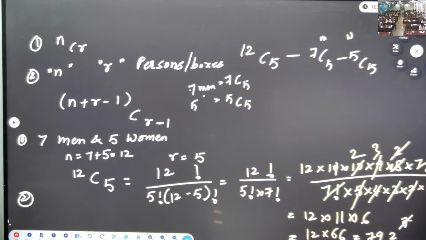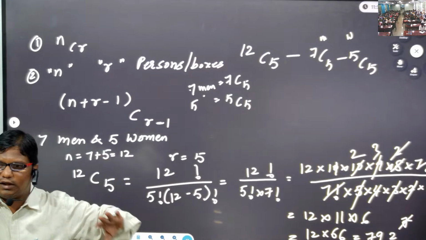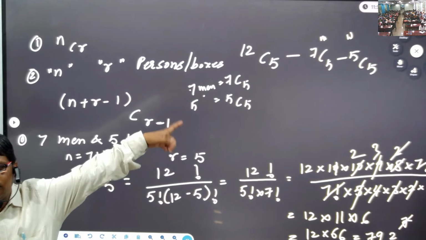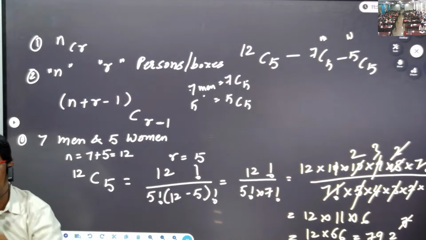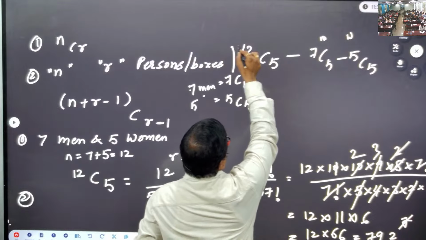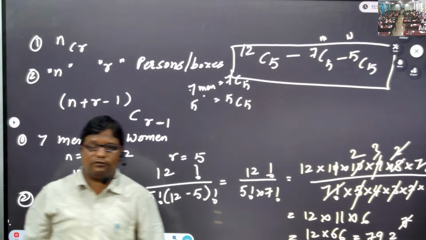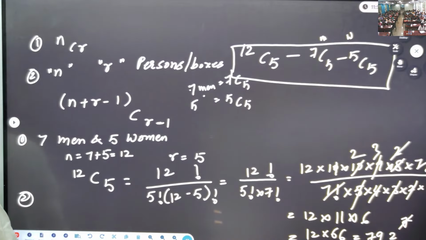Okay. So get the value for 12C5. Already we got the value for 12C5. Similarly, get the value for 7C5 and 5C5. Subtract the values and tell me the final answer. That is the solution. So this value is our final solution, that is 12C5 minus 7C5 minus 5C5.